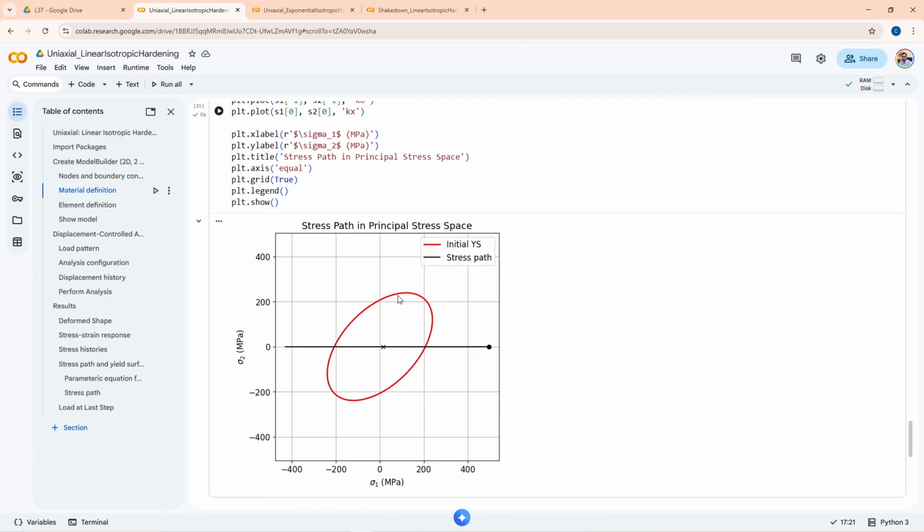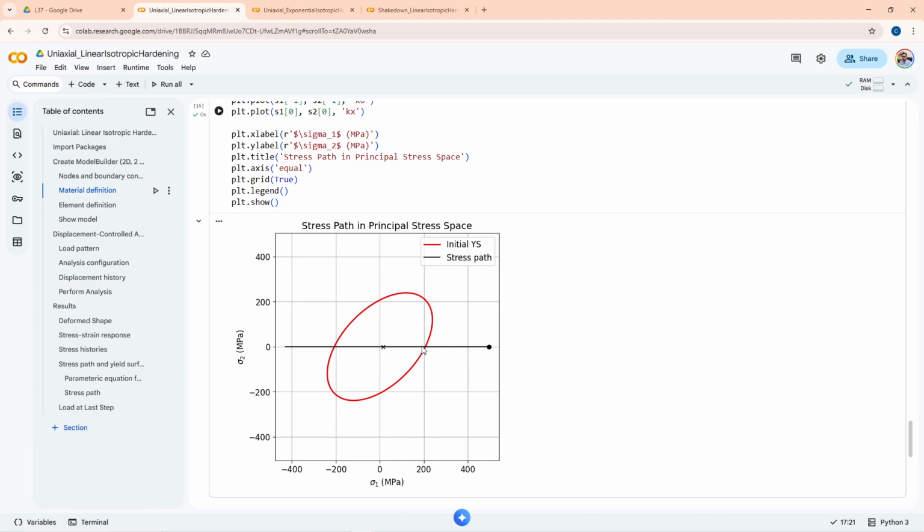This is my initial yield surface, which is the von Mises ellipse in the sigma 1 sigma 2 space. Now, what has happened? You started here, in this case the first 0 0 is not captured, you started here then went like so, and the material yielded here.